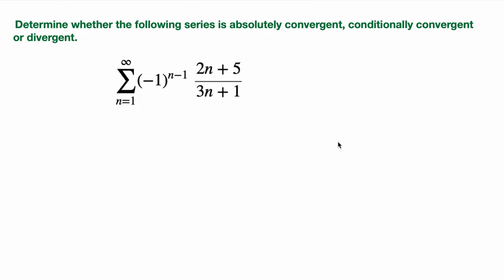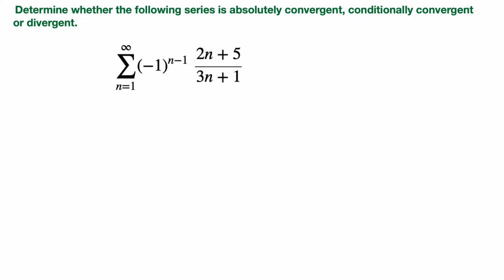The following series: is it absolutely convergent, conditionally convergent, or divergent? Here we have an alternating series because of this (-1)^(n-1). We are getting positive, negative terms. Now we can try to see if this series converges by the alternating series test.